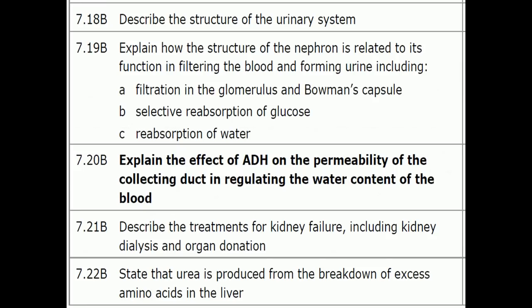So here's a summary of everything you need to know about osmoregulation. You're going to be able to describe the structure of the urinary system, explain how the structure of the nephron is related to its function in filtering the blood and forming urine, including filtration in the glomerulus and Bowman's capsule, selective reabsorption of glucose and reabsorption of water. On a higher level, you're going to be able to explain the effect of ADH on the permeability of the collecting duct. And then don't forget, you also need to explain how kidney failure can be treated, including both kidney dialysis and organ donation. And you've got to be able to simply state that urea is produced from the breakdown of excess amino acids in the liver.